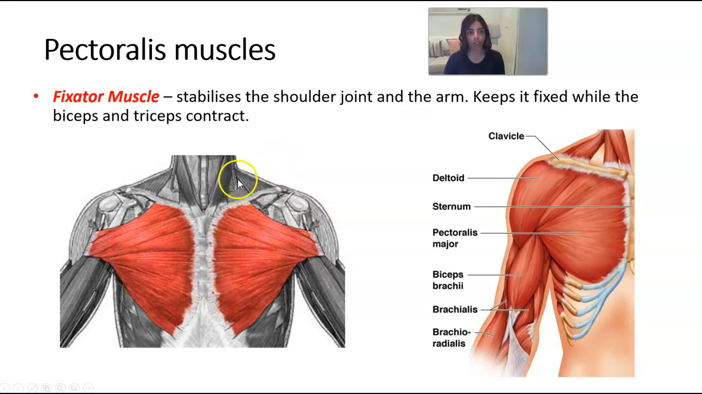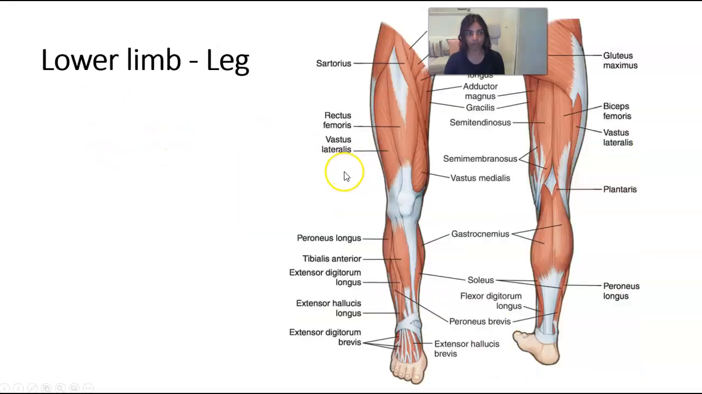Now, the reason why we're talking about the pectoralis muscles is because they are fixator muscles. These will stabilize the shoulder joint and the arm, and they keep the arm fixed in position while we have the extension and flexion brought about by the biceps and the triceps.